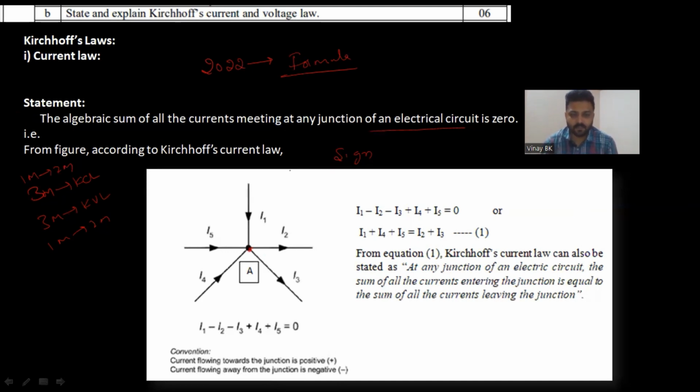Here you can observe five currents with different directions. I1 is entering, so you write plus I1, I2 is leaving, so minus I2, minus I3, plus I4, plus I5 equals 0. You can read it as I1 plus I4, that is the current entering the junction, which is the same as the current leaving the junction. This explanation you need to write. And polarity: current flowing towards the junction is positive, current flowing away from the junction is negative.